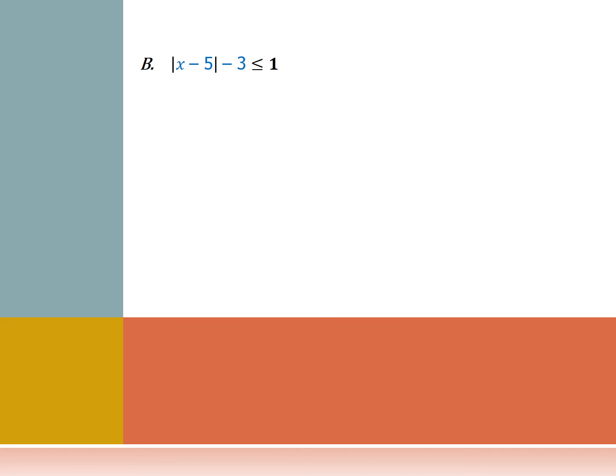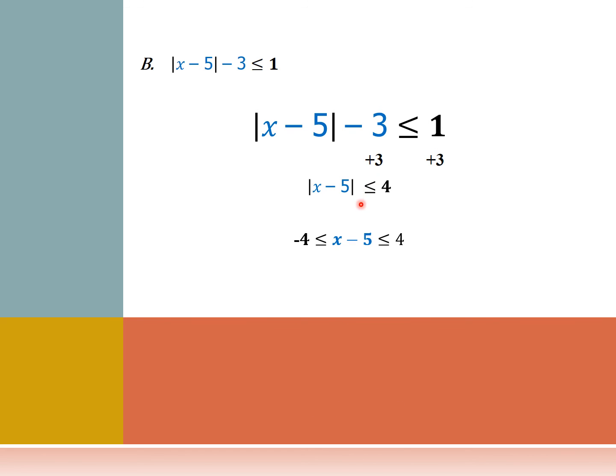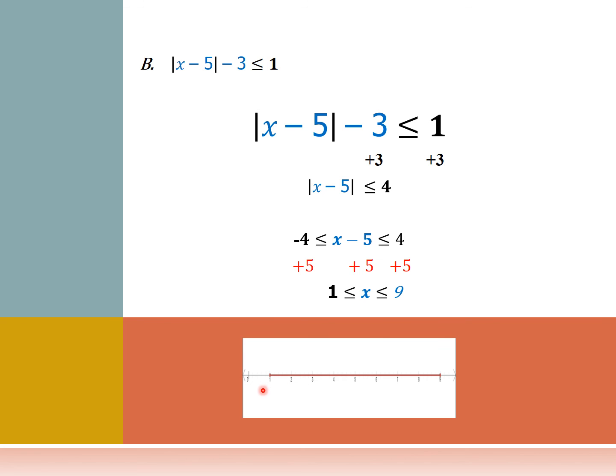In this inequality you have the absolute value of x minus 5, minus 3, less than or equal to 1. So add 3 to both sides. We will have the absolute value of x minus 5 less than or equal to 4. Now this means x minus 5 is between negative 4 and 4. So adding 5 to each part, we get 1 less than or equal to x, which is less than or equal to 9. So x is between 1 and 9, it is the inside area, the interior area.